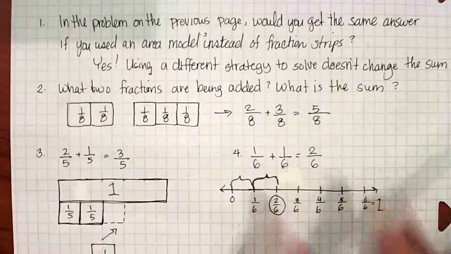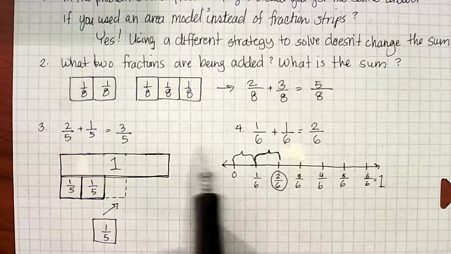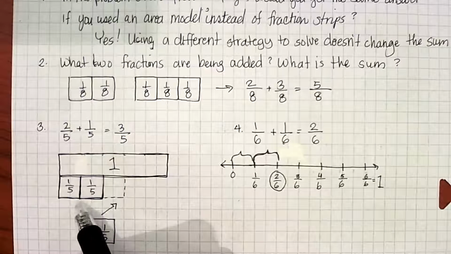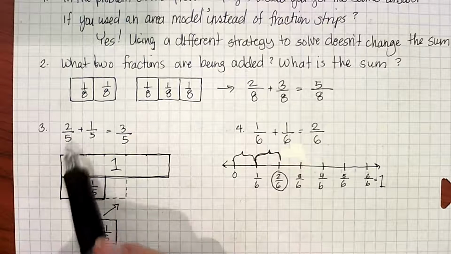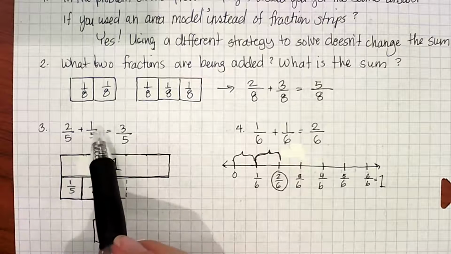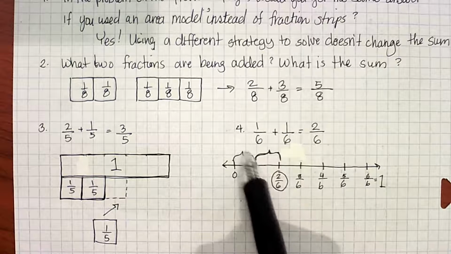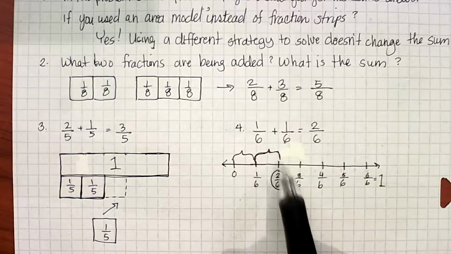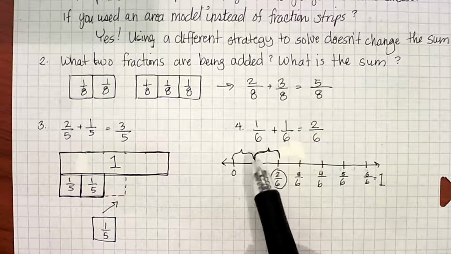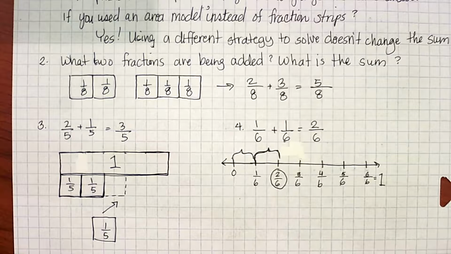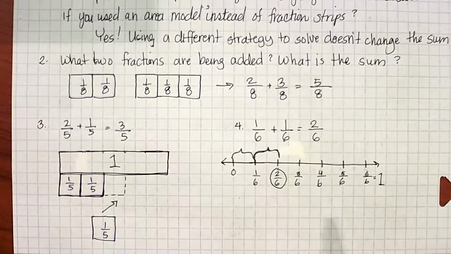For number 3 and 4, we have the 2 images that they gave you in your book. So here we have 2/5 plus 1/5. So here's your 2/5 pieces. And here we're going to add in 1 more 5th. 2 plus 1 equals 3. So 2/5 plus 1/5 equals 3/5. Here we have 1/6 plus another 1/6. So 1/6 plus 1/6 equals 2/6. So you're going from 0 to 1/6, and then from there, you're adding another 1/6 size piece. 1/6 plus another 1/6 equals 2/6.